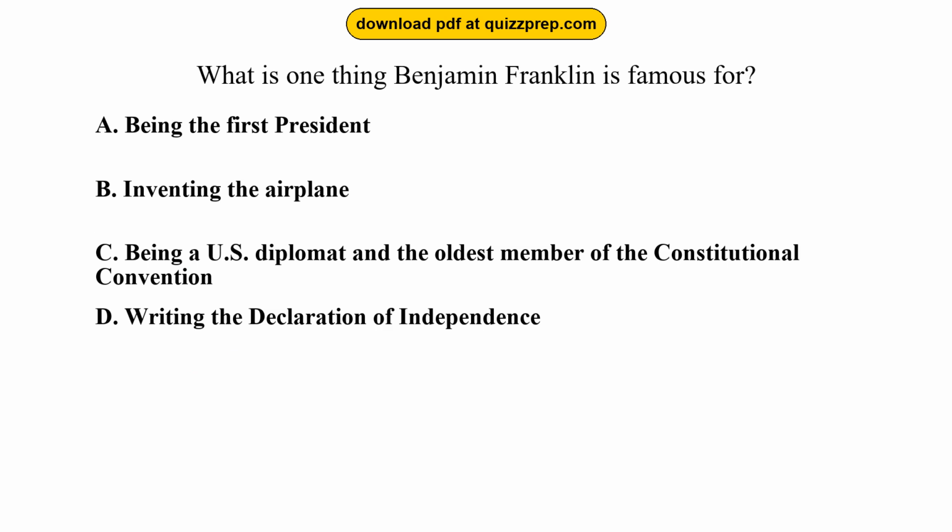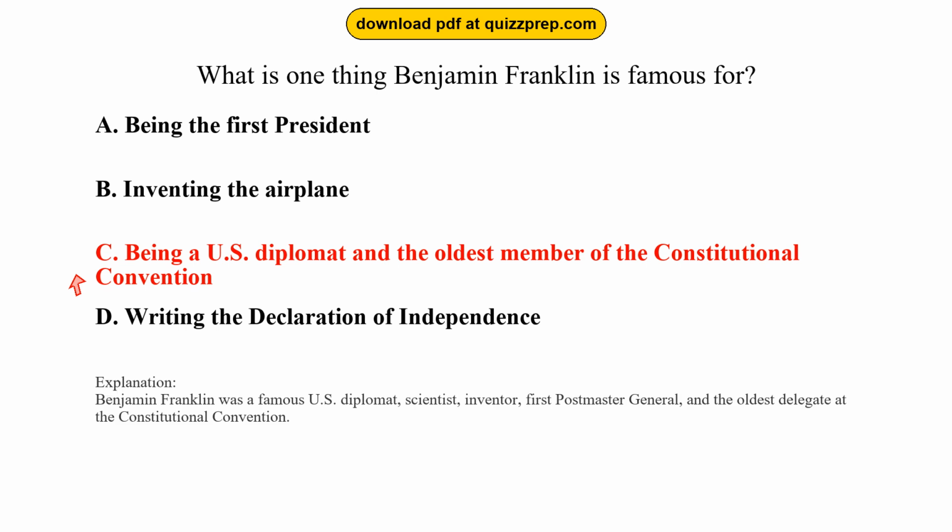Question 22. What is one thing Benjamin Franklin is famous for? Option A, being the first president. Option B, inventing the airplane. Option C, being a U.S. diplomat and the oldest member of the Constitutional Convention. Option D, writing the Declaration of Independence. The correct answer is option C, being a U.S. diplomat and the oldest member of the Constitutional Convention. Benjamin Franklin was a famous U.S. diplomat, scientist, inventor, first Postmaster General, and the oldest delegate at the Constitutional Convention.